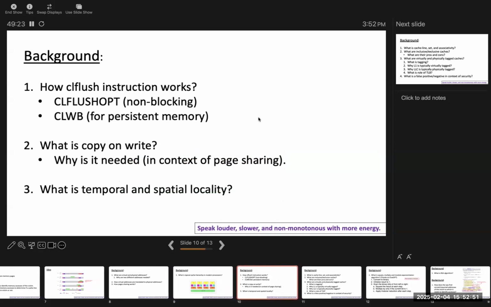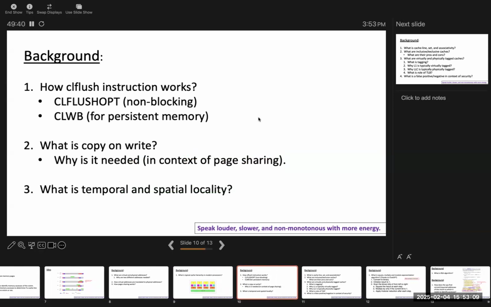Okay, so I have explained how the CLFLUSH instruction works. There are two other variants of the CLFLUSH instruction: CLFLUSHOPT, which means optimized, and CLWB, which is cache line write back.